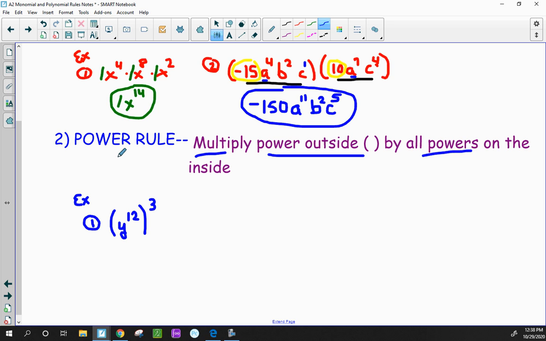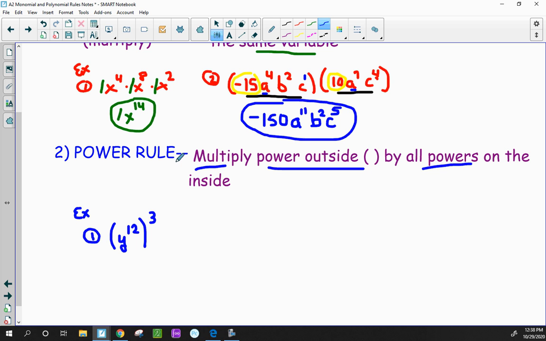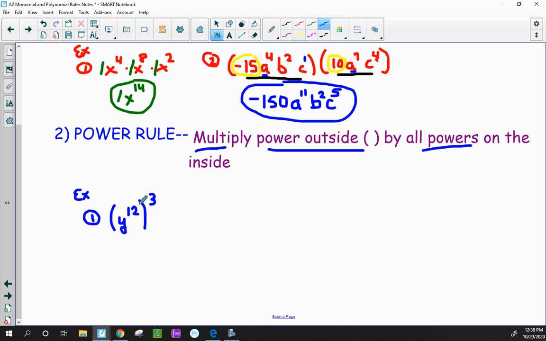Okay, now the power rule is actually a version of the product rule. You learned early on that powers are just a shortcut way to write multiplication. In other words, if I say 5 squared, that's the same thing as 5 times 5. This is saying y to the 12th raised to the 3rd. So you could, and this is the long way, but I am going to show you because some people think of it like this. You could write out y to the 12th 3 times because that's what that power is telling you. There's 3 of them.